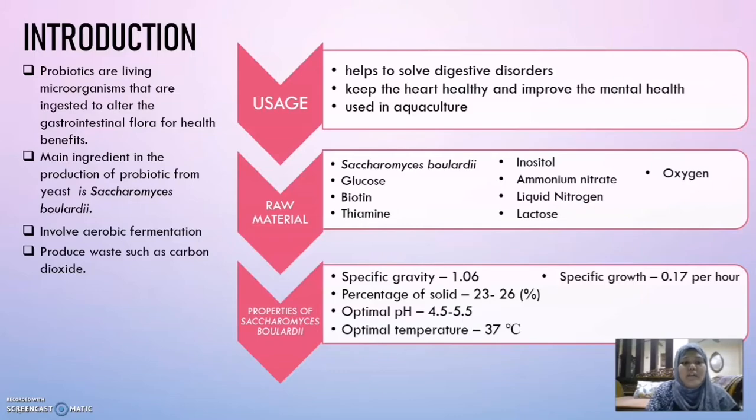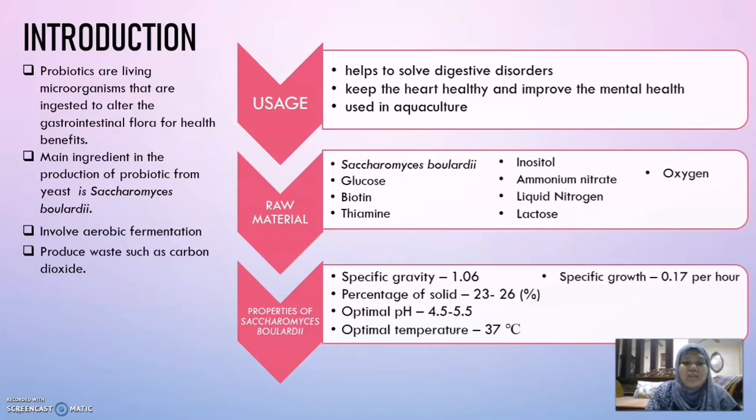The production involved aerobic fermentations, so the oxygen supply was required. The waste produced from the productions are carbon dioxide and wastewater. One of the usages of the probiotics is to help solve digestive disorders. Some of the raw materials used in the production are Saccharomyces boulardii, glucose, biotin, and thiamine.